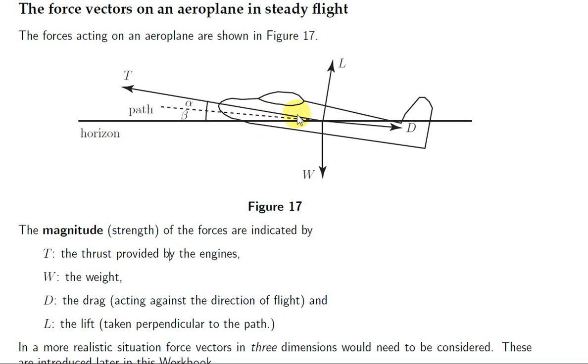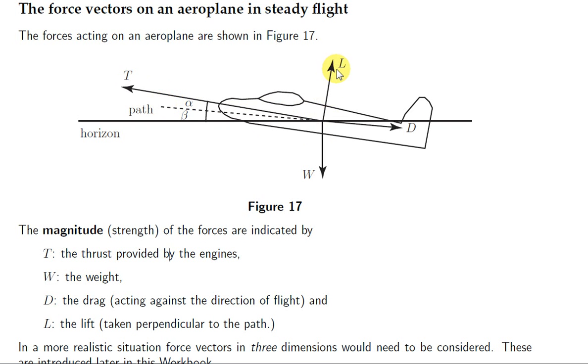If an aeroplane is in steady flight, then the resultant force on it is zero. Here are the four forces acting on it. The force T, the thrust, acts at an angle alpha to the path of the plane. The path is the dotted line.